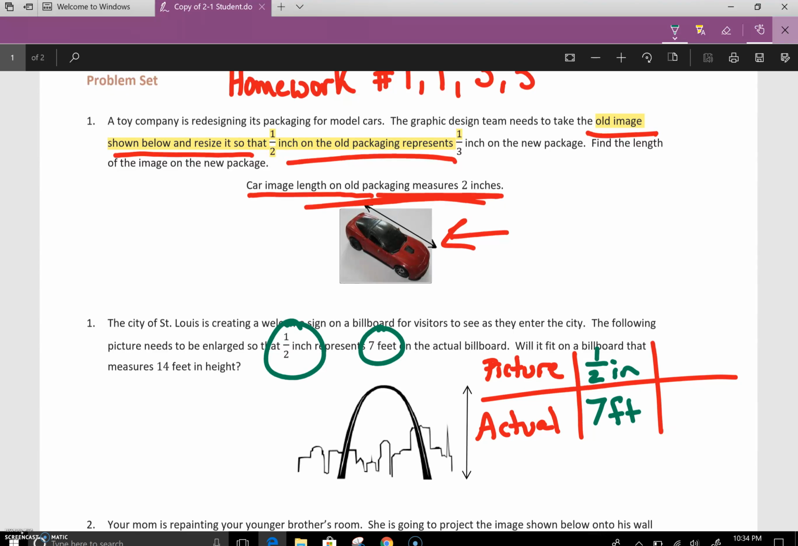So see how we've created a ratio there. 1/2 inch is 7 feet. And they're asking us, will this picture here fit on a billboard that measures 14 feet? So we're going to have a 14-foot billboard. We actually have to measure this picture in order to do that.